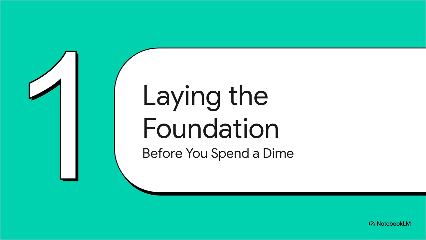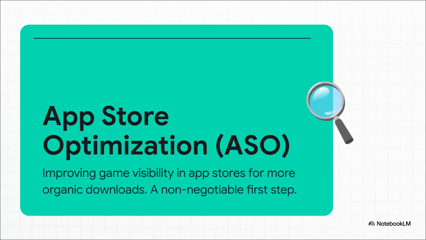Seriously, before you spend a single dime on an ad, you have to get these fundamentals right. These are the free, make-or-break steps that get you ready for prime time. And that all starts with something called App Store Optimization, or ASO. The easiest way to think about it, it's basically SEO, but for the app stores. It is an absolute non-negotiable because when you get it right, players find you organically, for free.